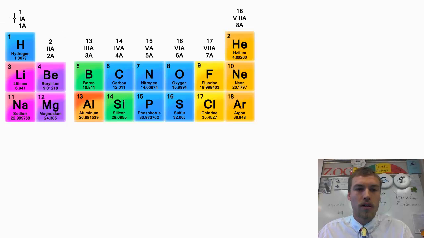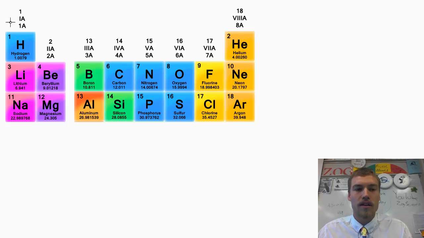If you'll recall, these numbers up here represent the group numbers for our different columns of the periodic table. The columns of the periodic table are called groups, and these numbers at the top represent those groups. Now you'll notice that we've got 1, 2, and then we skip to 13. It's because I've taken out the transition metals, which would normally be occupying this space, and instead we're just going to be focusing on the A group elements. So you see we've got 1A, 2A, 3A, 4A, 5A, and so on.